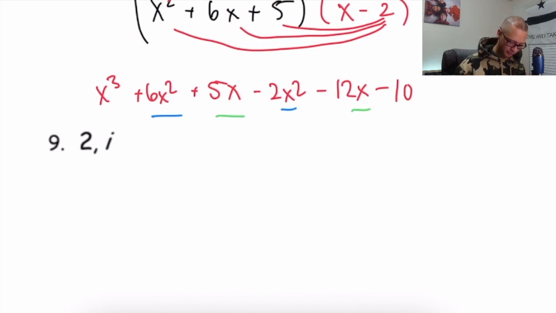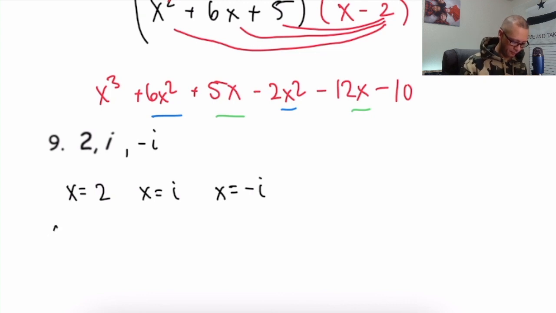Oh, this one's good. Negative i, let's go. Okay. Again, write them down as roots. Negative i. Then we turn them into factors. x minus 2, x minus i, x plus i.